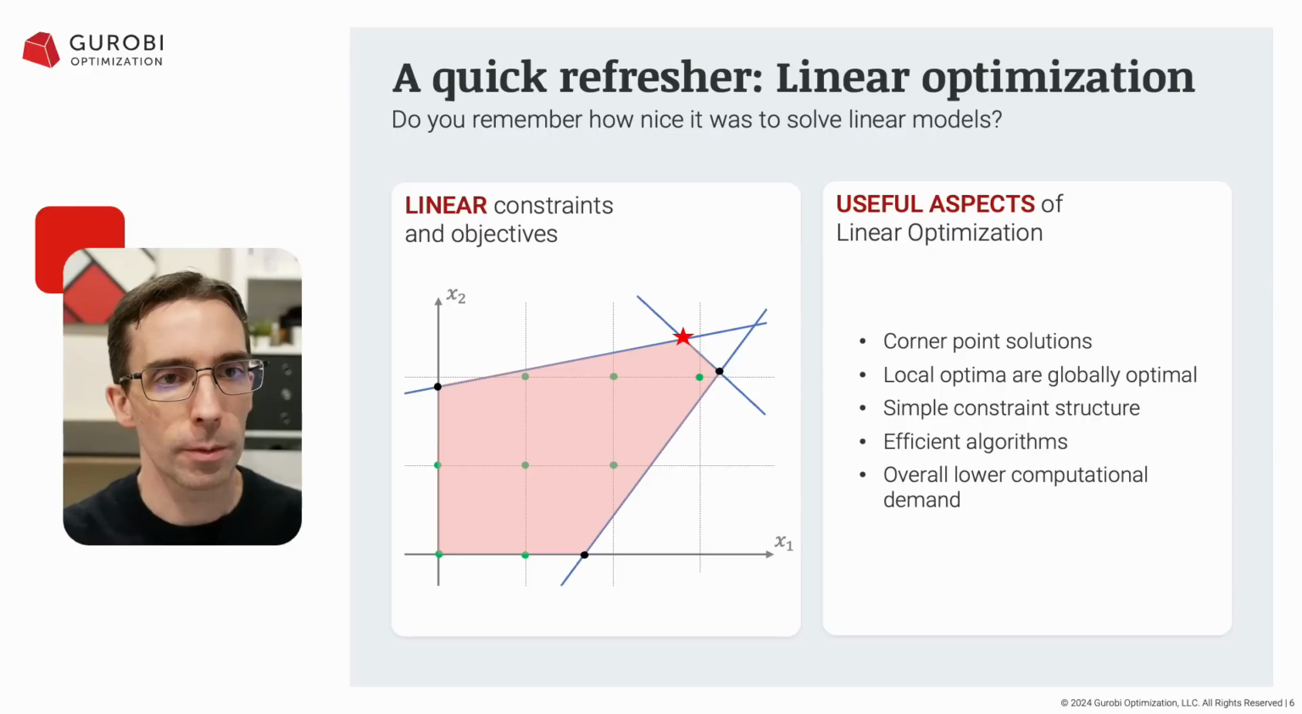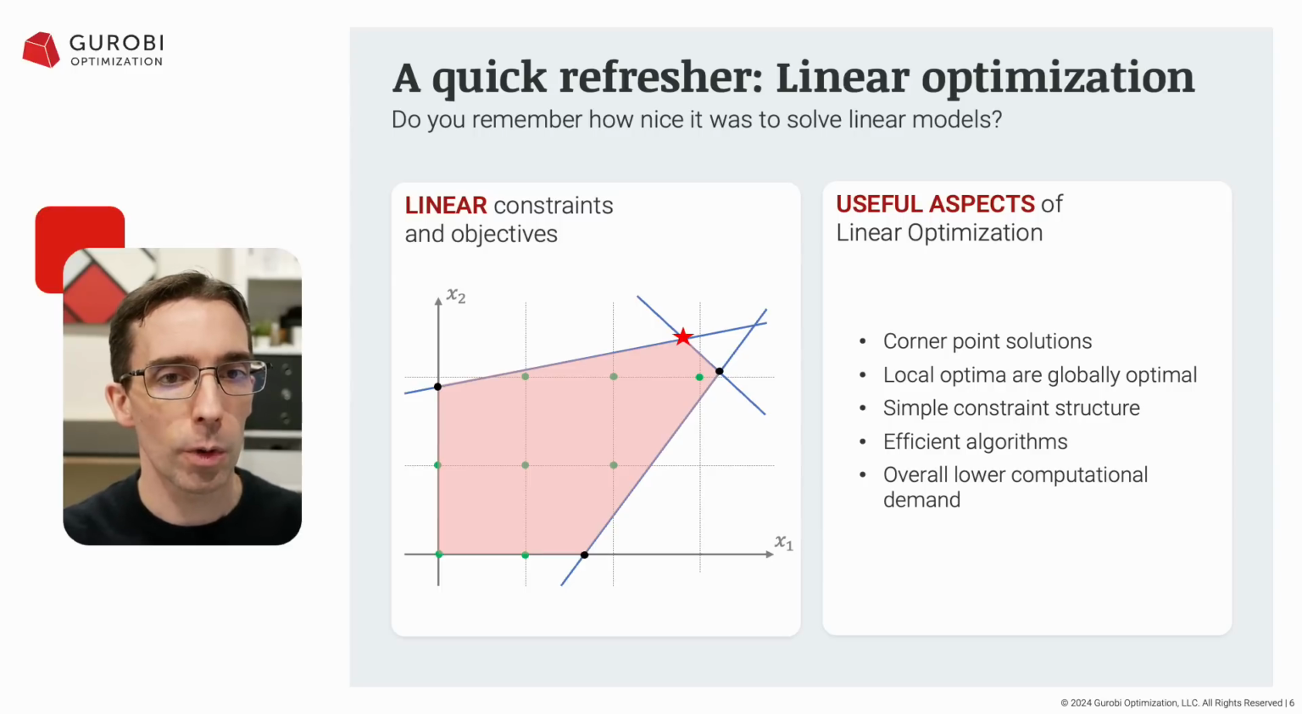Another property is the simplicity of the constraints. Although there may be many of them, linear constraints form straight, well-defined boundaries, making the feasible region easier to navigate. We have efficient algorithms for solving linear programs. Solvers can use efficient methods like the simplex method or interior point algorithms, which are well suited to these linear structures. Overall, this leads to a lower computational demand when compared to nonlinear systems. Linear problems require fewer resources to solve, resulting in faster and more reliable outcomes.